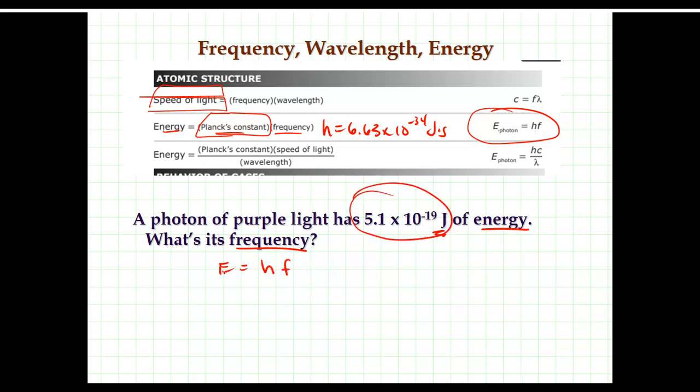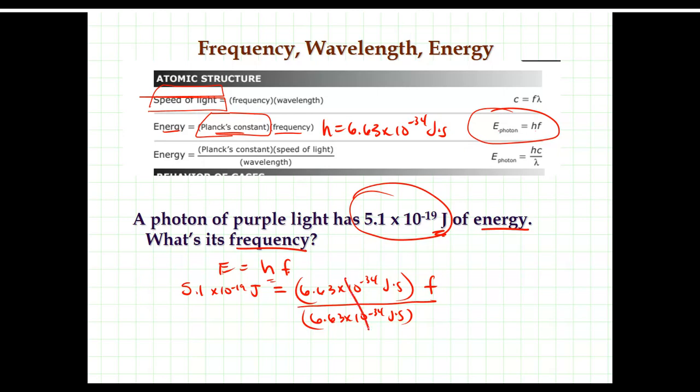Plug in my energy for energy, 5.1 times 10 to the minus 19 joules. Set that equal to Planck's constant h, 6.63 times 10 to the minus 34 joule seconds. That's multiplied by F. I don't know what F is. That's what I'm trying to find. Divide both sides by 6.63 times 10 to the minus 34 joule seconds. That cancels out. We're left with just F. On the other side, we need to also divide by 6.63 times 10 to the minus 34 joule seconds. Joules divided by joules cancels out. I have seconds in the denominator. That's hertz. So my unit label is going to be hertz.